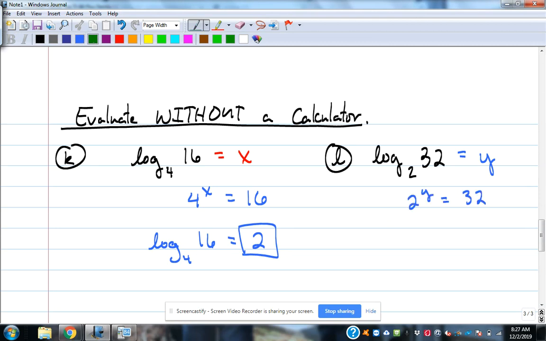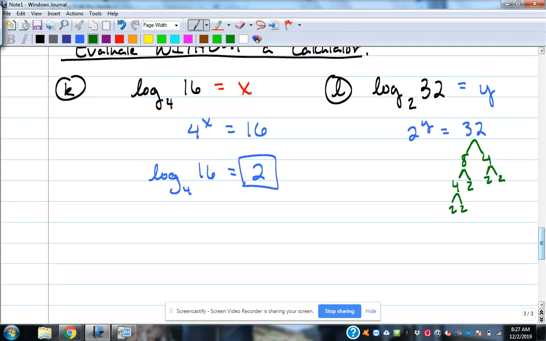And maybe I don't know my base 2's very well. Maybe I just need to break down the 32, 8 times 4. And maybe that helps me. 1, 2, 3, 4, 5. So that's 2 to the y is equal to 2 to the 5th. So what's y got to equal? 5. So log base 2 of 32 is equal to 5. And if you don't know the number, think factor tree and break it apart. Some of you probably already knew 32 is 2 to the 5th, but if you didn't, you can break that apart.